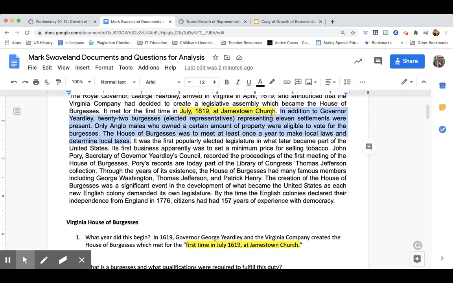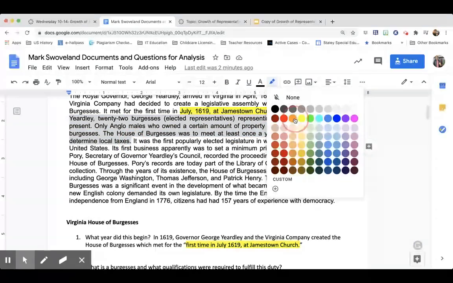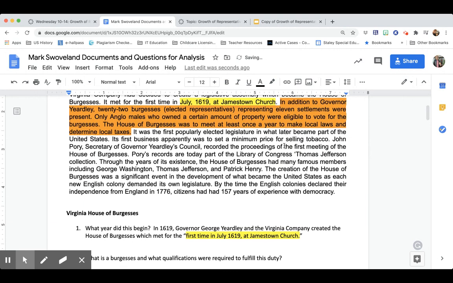This is all important stuff for us. All right, so let's go ahead and highlight that. In addition to Governor Yeardley, 22 burgesses, and burgesses just mean elected representatives, so people who are elected by the towns to go and represent them, representing 11 settlements were present.